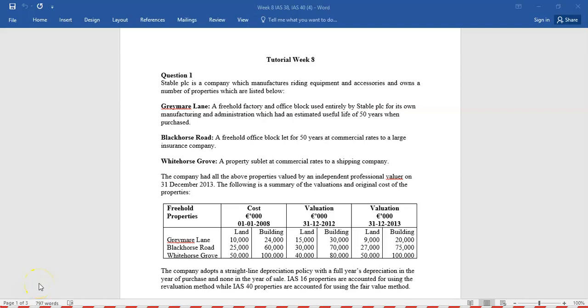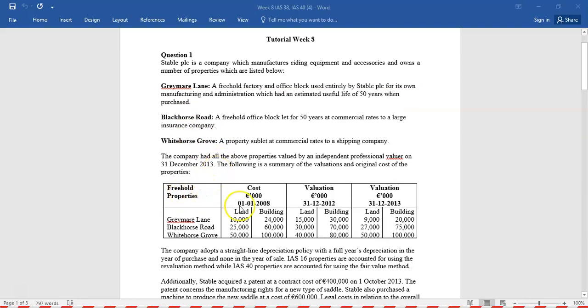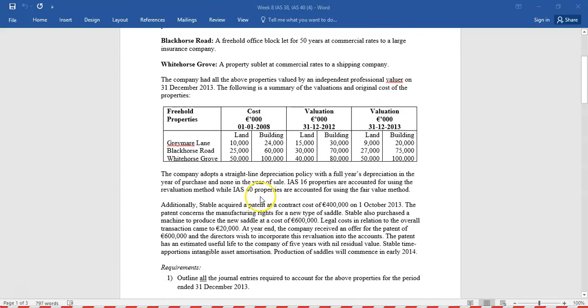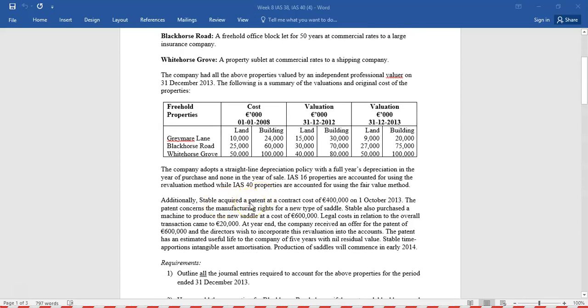We're now going to look at tutorial week 8, focused predominantly on IAS 38 and IAS 40. The first question looks at a stable PLC, which has 3 different properties. You're given information about each of those properties in terms of cost and their relevant valuations, and then some other information about some intangible assets acquired during the year. So you have 3 separate requirements.